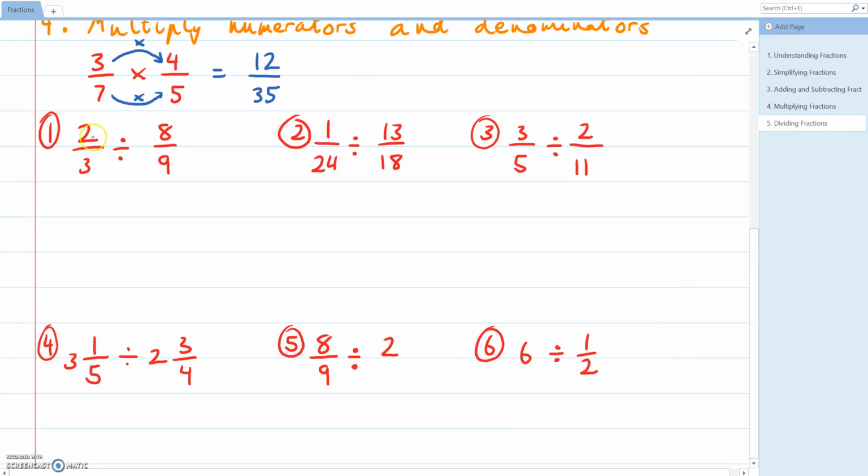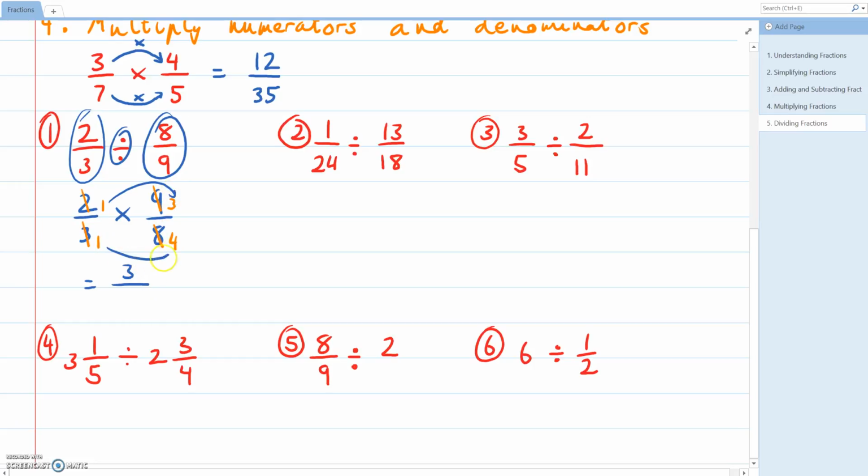So let's go about this. We're going to stay the same here, so 2/3 stays as 2/3. Change our division sign to multiplication and flip this to 9 over 8. We can then simplify. 3 goes into 3 once, and into 9 3 times. 2 goes into 2 once, and into 8 4 times. And we can then do 1 times 3, which is 3, and 1 times 4, which is 4. Nice and easy one there.